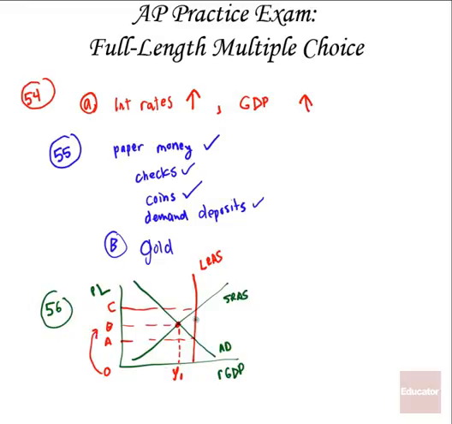Whereas the long run equilibrium, where is that going to be here? And what's going to happen is the SRAS is going to shift to the right here. And in the long run, Y2 is going to be 0A in the long run and 0B in the short run. Okay, so the answer is going to be B.